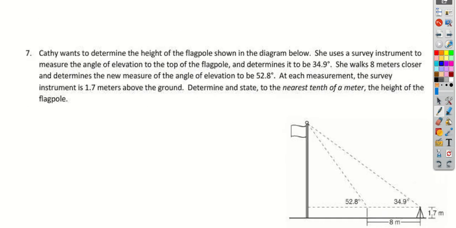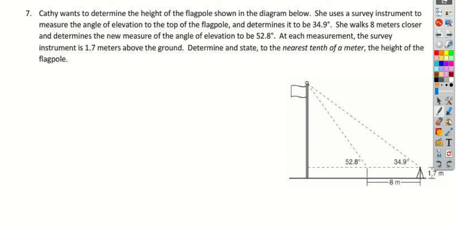All right, and the last question. Kathy wants to determine the height of the pole in the diagram below. She uses a survey instrument to measure the angle of elevation at the top of the pole. We got 34.9 degrees. She walks 8 meters closer and does the same thing. We want to find the height of the flagpole. Now we have to keep in mind that our instrument is 1.7 meters above the ground. So at the end, the actual height of the flagpole is going to be that X, which is actually just this distance here, and we have to add 1.7 meters onto it at the end.